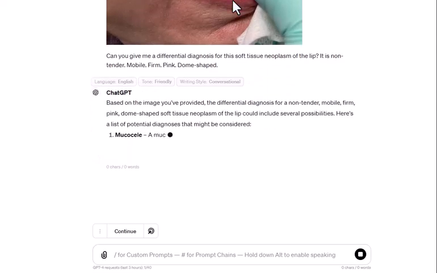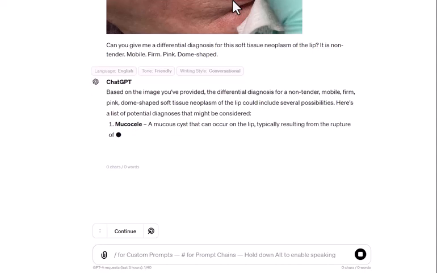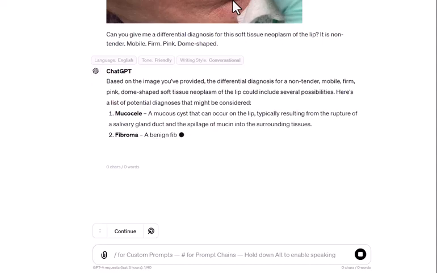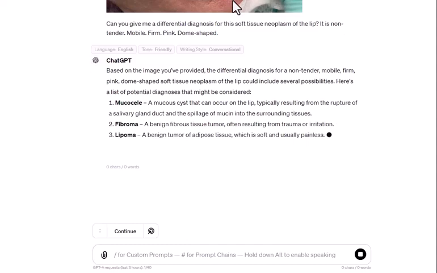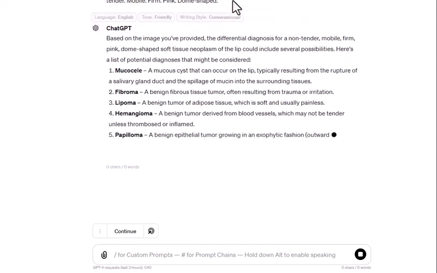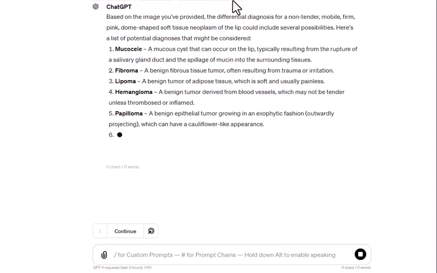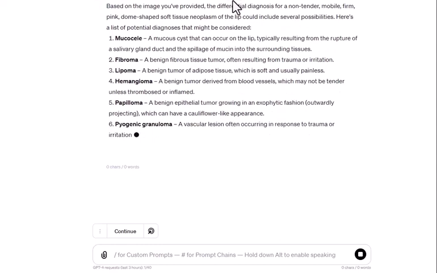Thinking. Based on the image you provided, the differential diagnosis for a non-tender, mobile, firm, pink, dome-shaped soft tissue neoplasm of the lip could include several possibilities. Here's a list of potential diagnoses that might be considered. Number one, mucocele, a mucus cyst that can occur on the lip, typically resulting from the rupture of a salivary gland duct and the spillage of mucin into the surrounding tissues.